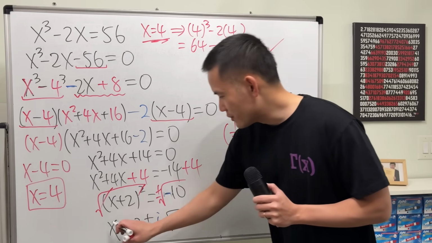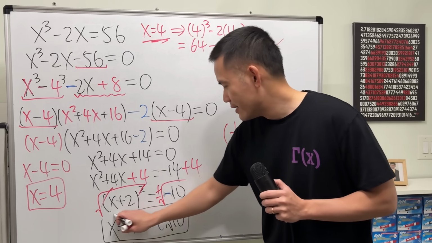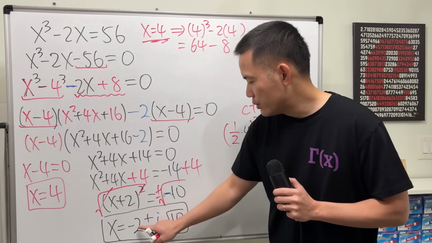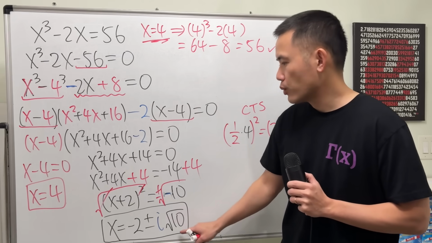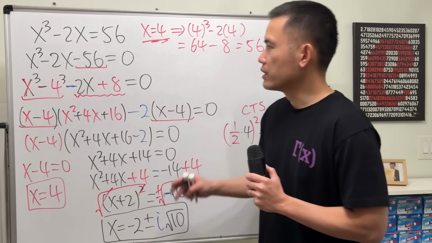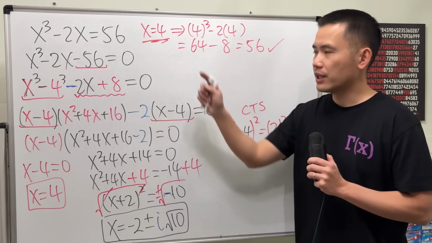So we have 2 more solutions from here. Right? The first one right here is -2 plus i square root of 10. And the second one is -2 minus i square root of 10. Along with this, altogether we have 3 solutions for that equation.